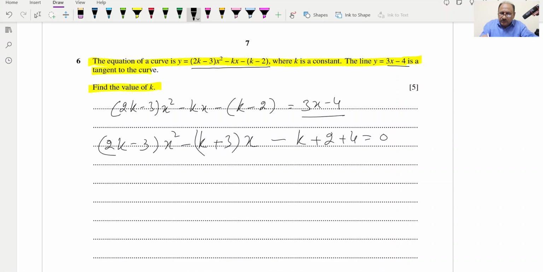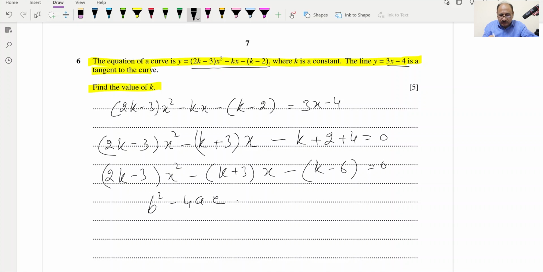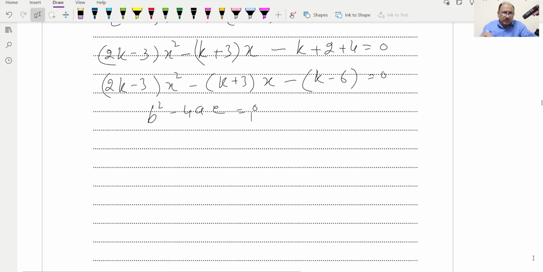We have shifted this whole term to the other side, and this one we can write as (2k minus 3)x squared minus (k plus 3) x, and outside will be minus (k minus 6), which when written inside the bracket will be k minus 6 is equal to 0. Hopefully you are getting this. So now this is a quadratic equation in terms of x, so we can check for b squared minus 4ac is equal to 0.